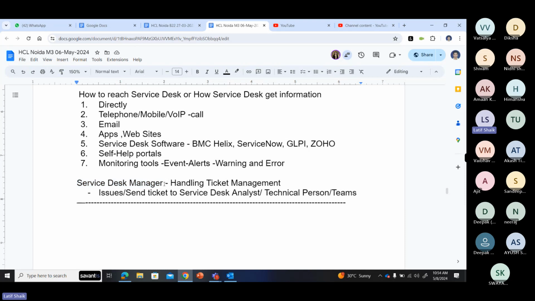Whenever the client raises an issue, asks for some information, or asks for a change of services, a ticket will be created automatically. Whenever it comes to the service desk, a ticket will be created either automatically by the software or manually by the service desk person. The service desk manager handles this ticket management, issuing the ticket to a specific team or a specific person based on the issue or the ticket information.